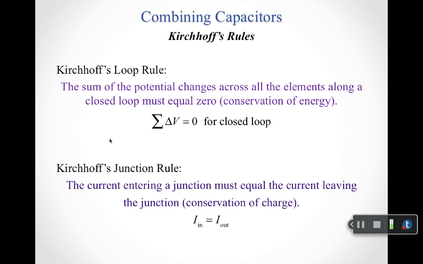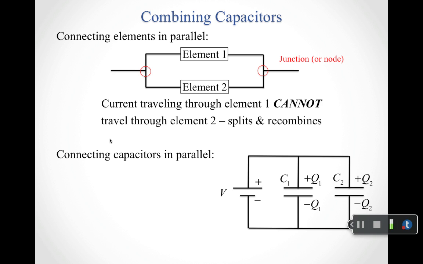So we're going to use these two rules to build our rules for how you combine capacitors. For starters, let's talk about capacitors that are connected in parallel. We said in parallel, what that means is we've got a junction, and so whatever goes this way across element 1 can't go this way across element 2. The stuff is going to split. One will go across element 1, the other will go across element 2, and then it'll recombine back over here, in terms of thinking about current.